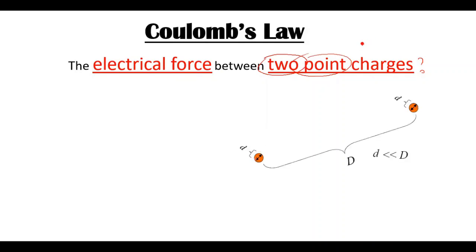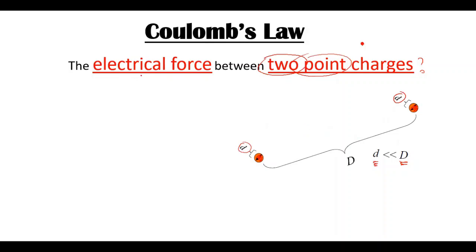So if we have a tiny particle here with diameter d and a tiny particle here with diameter d, such that the distance between these two particles is very big, greater than the dimensions of the particles, we can consider these particles as point charges. These two particles will be attracted to each other or will repel each other according to the signs of the charges, as we have mentioned.